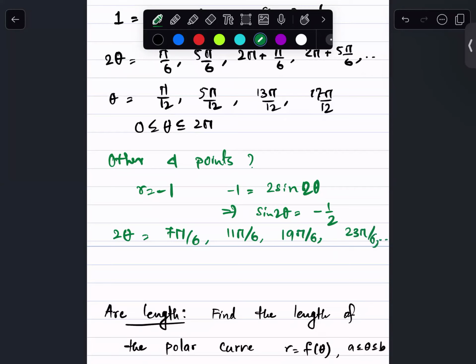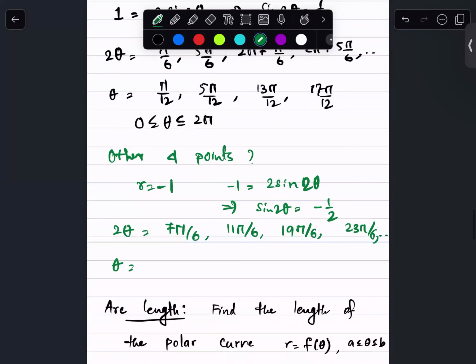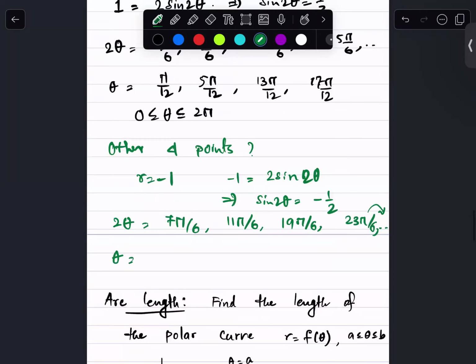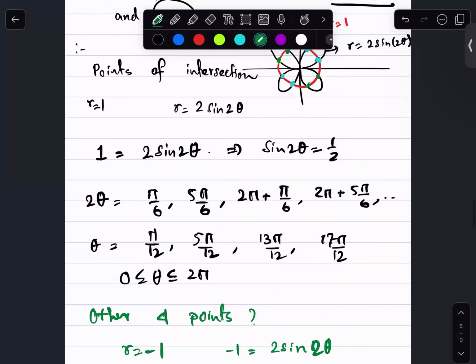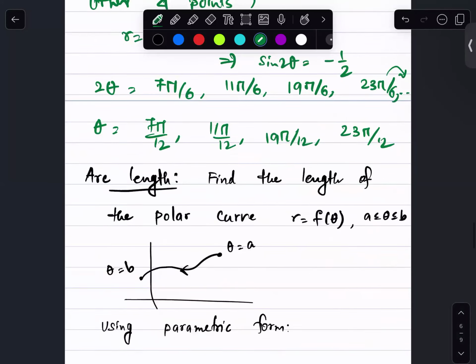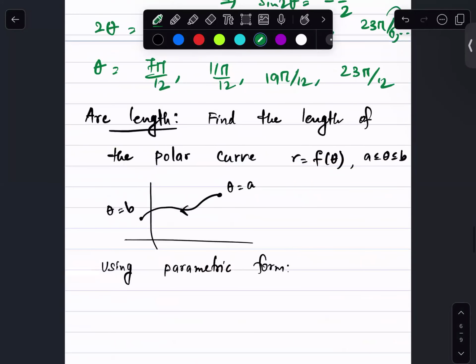I will not include anything else because if I consider anything after that, then my theta will be outside the range of 2 pi. So therefore I'll get 7 pi over 12, 11 pi over 12, 19 pi over 12, and 23 pi over 12. These are the other 4 green points, okay? Okay, so that is all about area under polar curve.